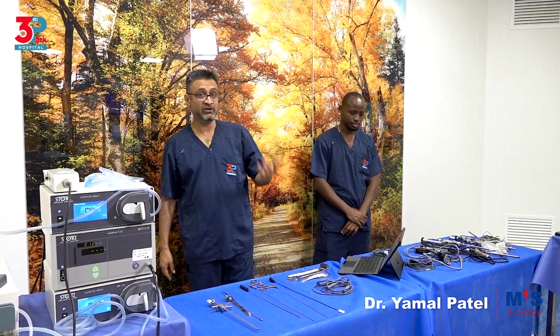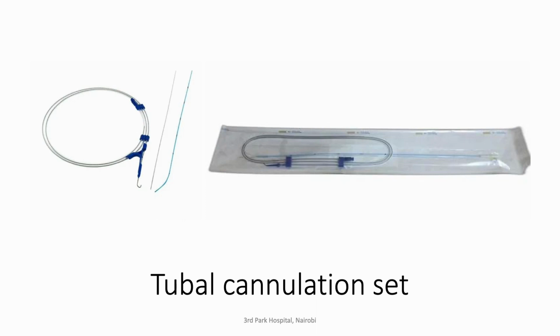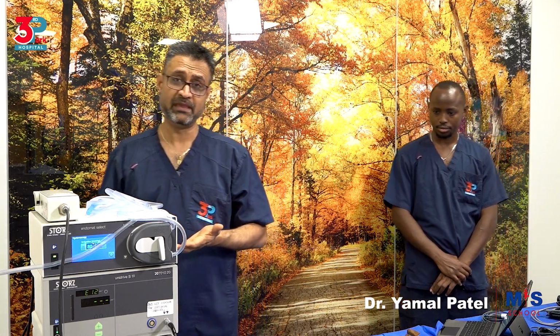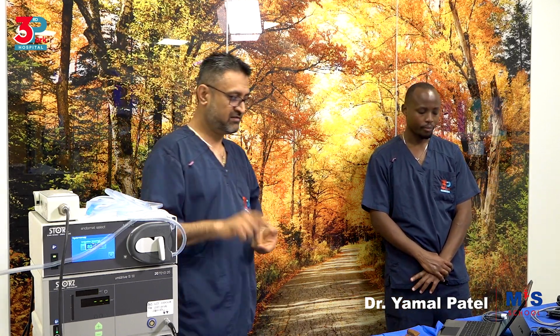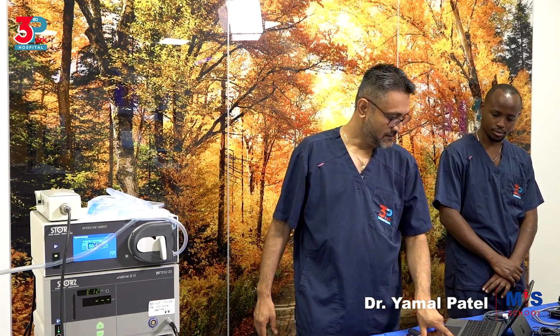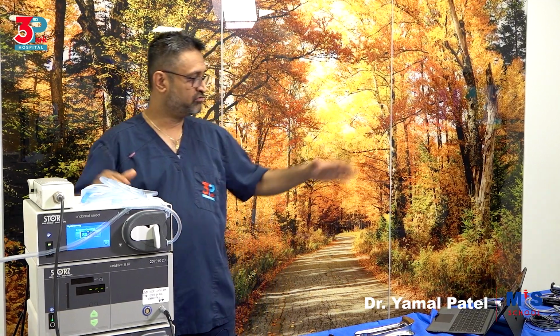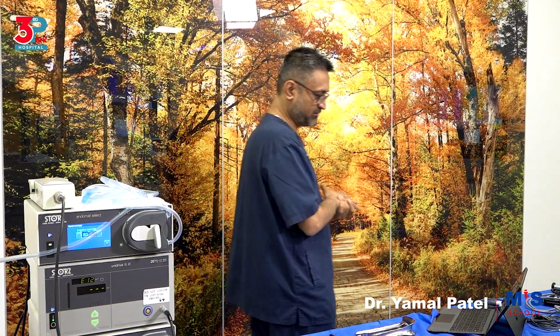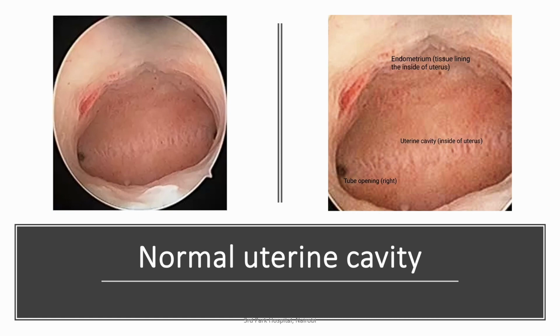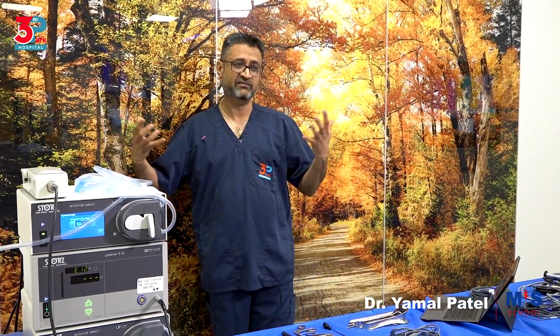We can have tubal cannulation sets. These are for cannulating blocked, let's say, cornual ends. They are like the way we would use ureteroscopy and ureter cannulation. So you can use it for tubal cannulations. With this, I think I have completed most of the equipment, setup and instruments that we have. You can see this is about the normal cavity of the uterus. The procedures that we can be doing with hysteroscopy are very vast.